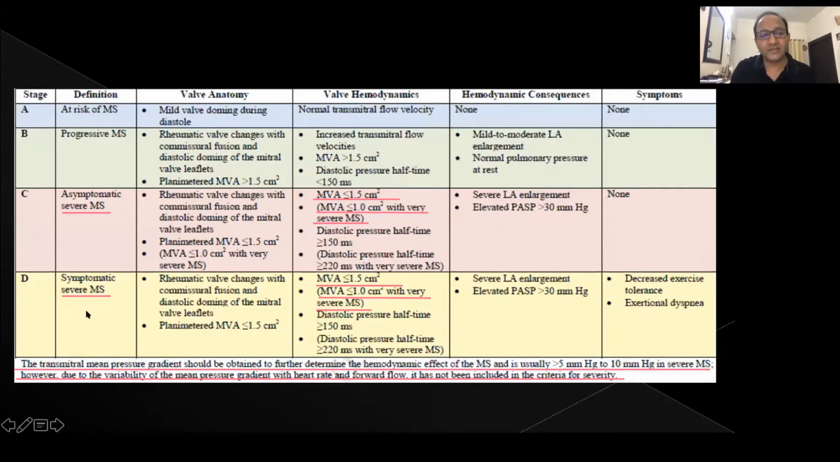And then you have stage D, which is symptomatic severe MS, where the patients come to you with a similar profile, but they're symptomatic. And here, of course, everything is exactly the same as asymptomatic stage C, but here the patient has come to you with symptoms.